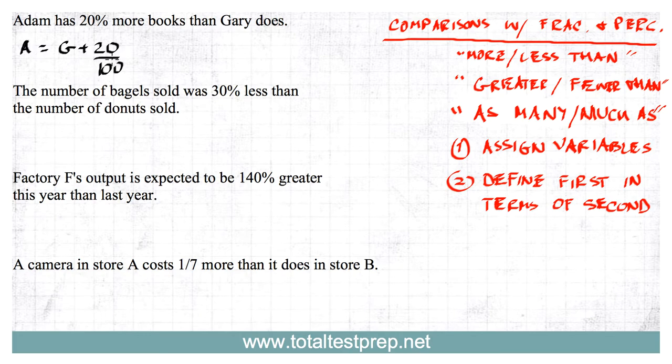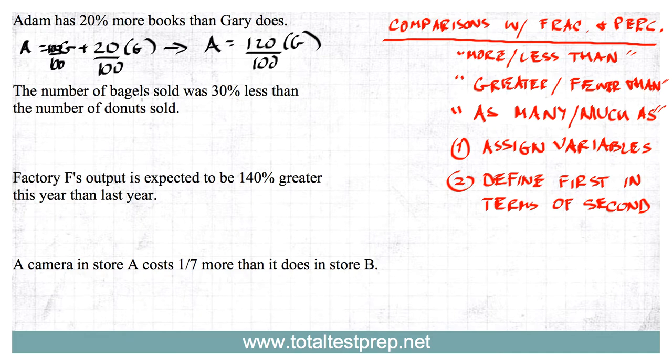So far, this is exactly the same as in the previous method. The only difference is that with percents, you cannot have a percent by itself in a word problem. So when we're adding this 20%, it's 20% of something. And because we're defining the first variable in terms of the second, it's 20% of the second, in this case 20% of G. So when we're told that Adam has 20% more books than Gary does, we write that as A is equal to G plus 20% of G. And we can simplify that. G plus 20% of G, you can think of this as 100% of G plus 20% of G. So A is equal to 120% of G.